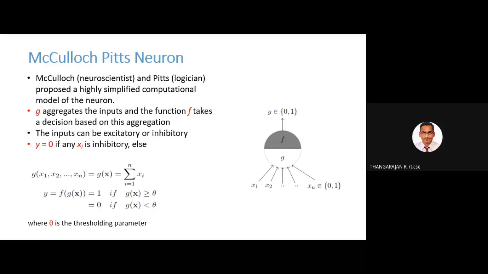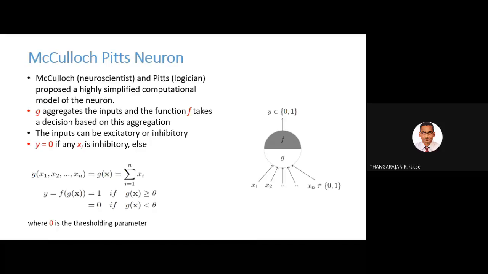It is possible that any one of the xi's, or many of them, are inhibitory, because I told you when I told you about the synapse that it can be excitatory or inhibitory. So if any one of the inputs x1, x2 up to xn is inhibitory, the output is always 0, even when you have one single inhibitory input. Then you just sum it, and based on the sum, this function f acts on the sum.